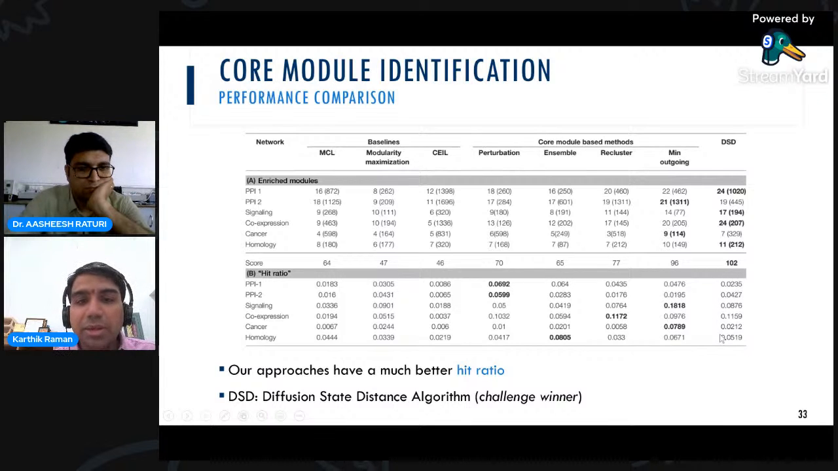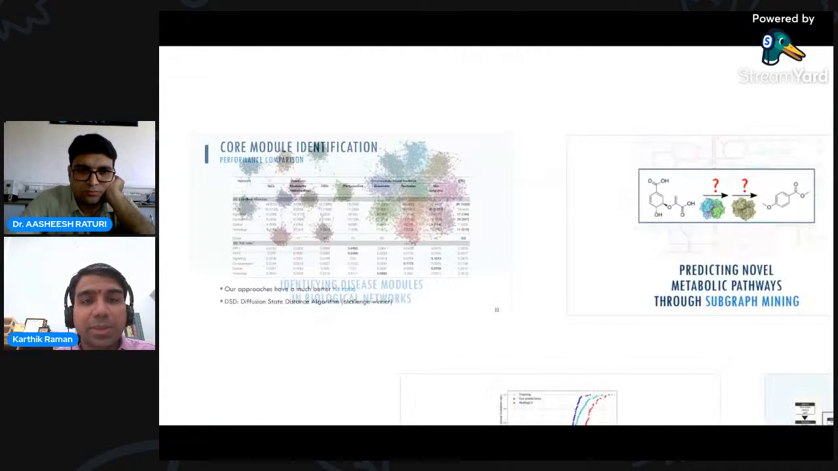Okay, and so in the final scoring, we went a little bit below the winning algorithm, but overall we made a very good showing and broke a lot of new ground in this area.